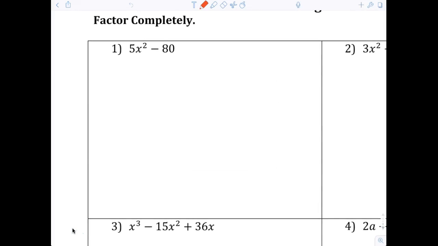I said yesterday, factor out the GCF first. Factor out the GCF first. Some of you didn't do that, so you missed every single problem. So, again, what is common between 5 and 80? 5. So you have to pull out a 5. When you pull out a 5, x squared minus 16 is left.